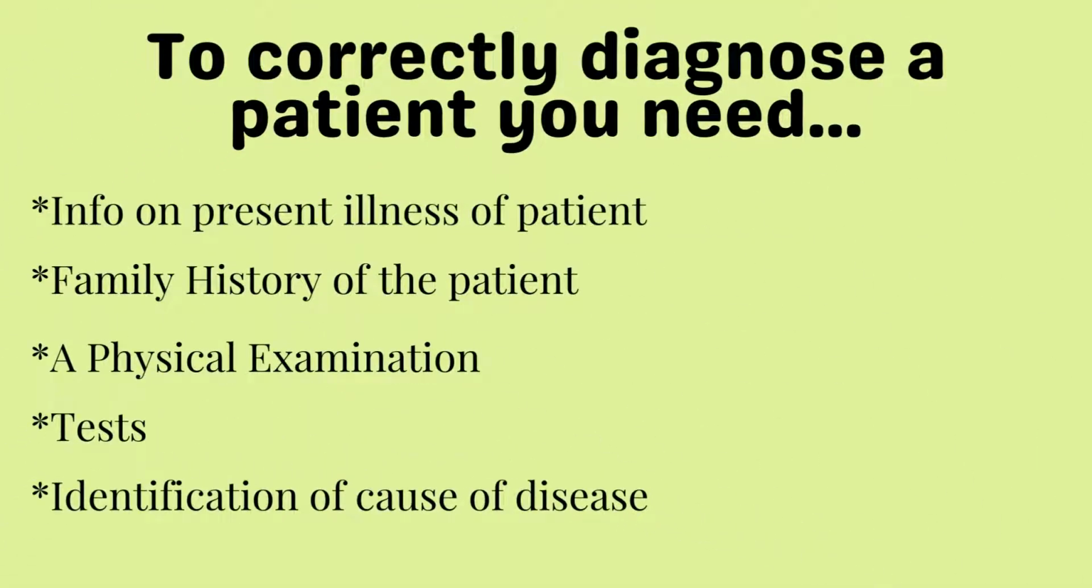In order to correctly diagnose a patient, you need to gain information from the patient. First off, you need info on the present illness of the patient, when it started, any change in diet or behavior, etc. Family history is also very important. From the family's history, you can learn if there are any genetic diseases that might affect the patient, or if the patient has been in close contact with any sick people.